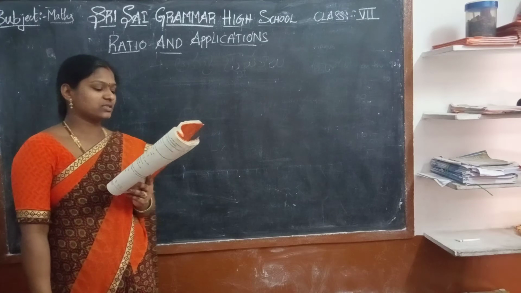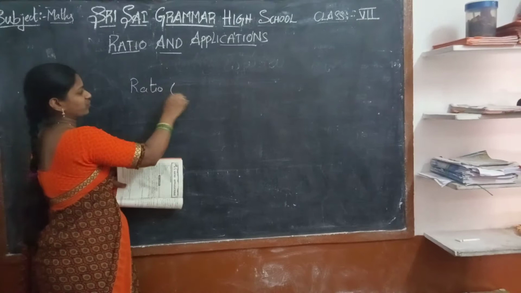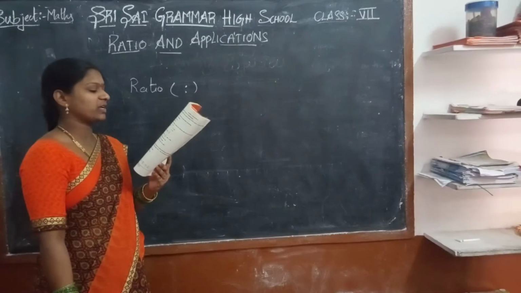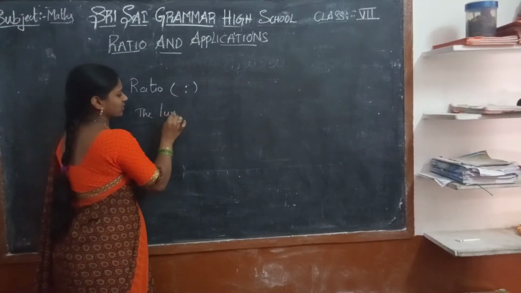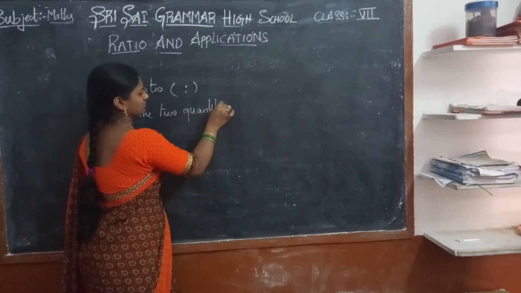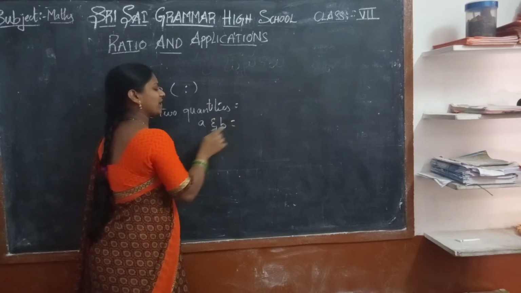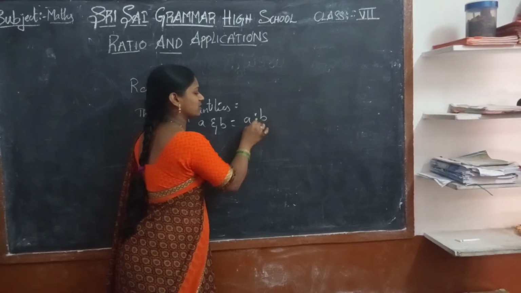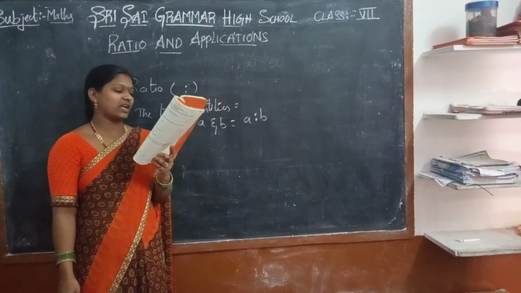We use the ratio symbol. What is the ratio symbol? Like this. The ratio of two quantities A and B is C. For example, what are the two quantities A and B? How do we apply a ratio between these two quantities? A is to B. Then we read it as A is to B.